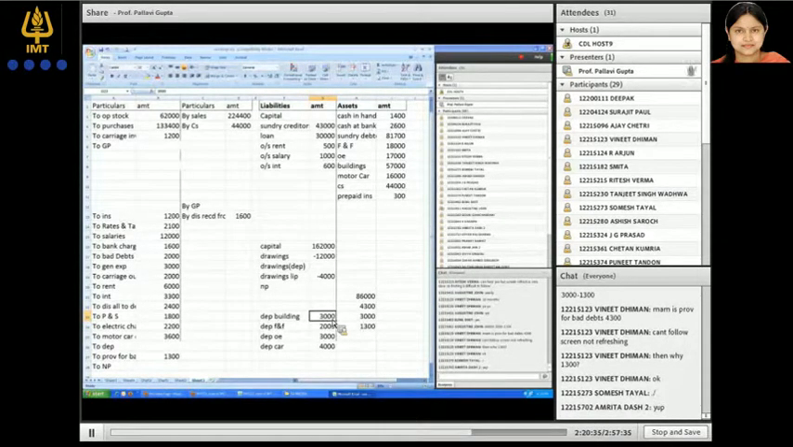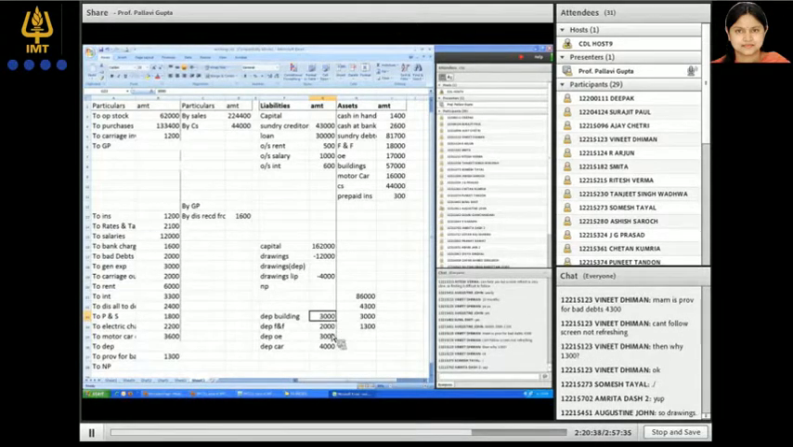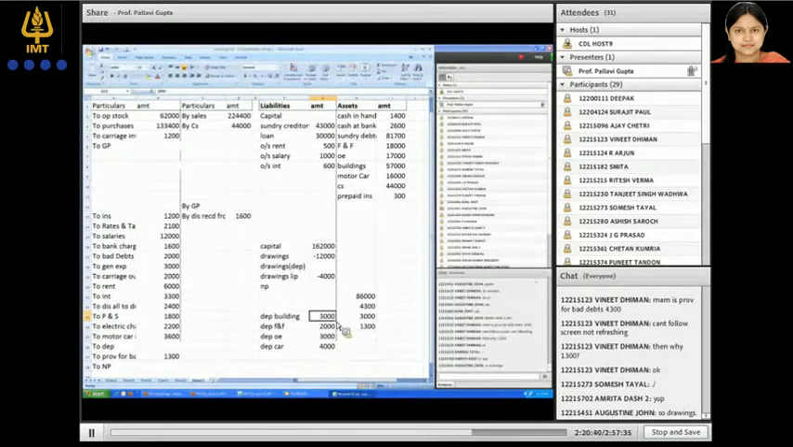So it means the 3,000 which I have charged here should not be charged 3,000. It should be charged 1,500 here, and it should be charged 1,500 in drawings. Building would be depreciated by 3,000 only. But of the 3,000, 1,500 is the business expense and 1,500 is the expense of the owner.